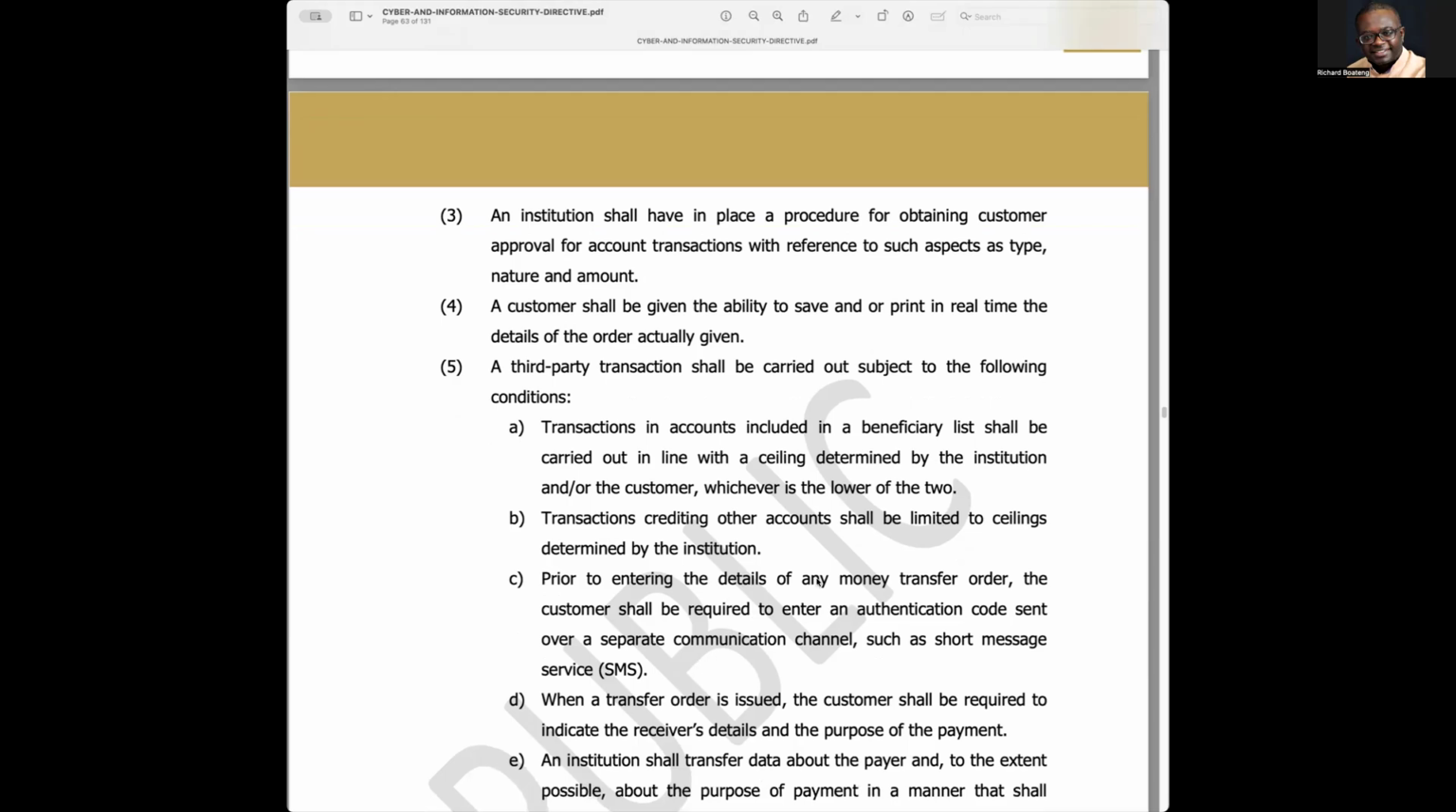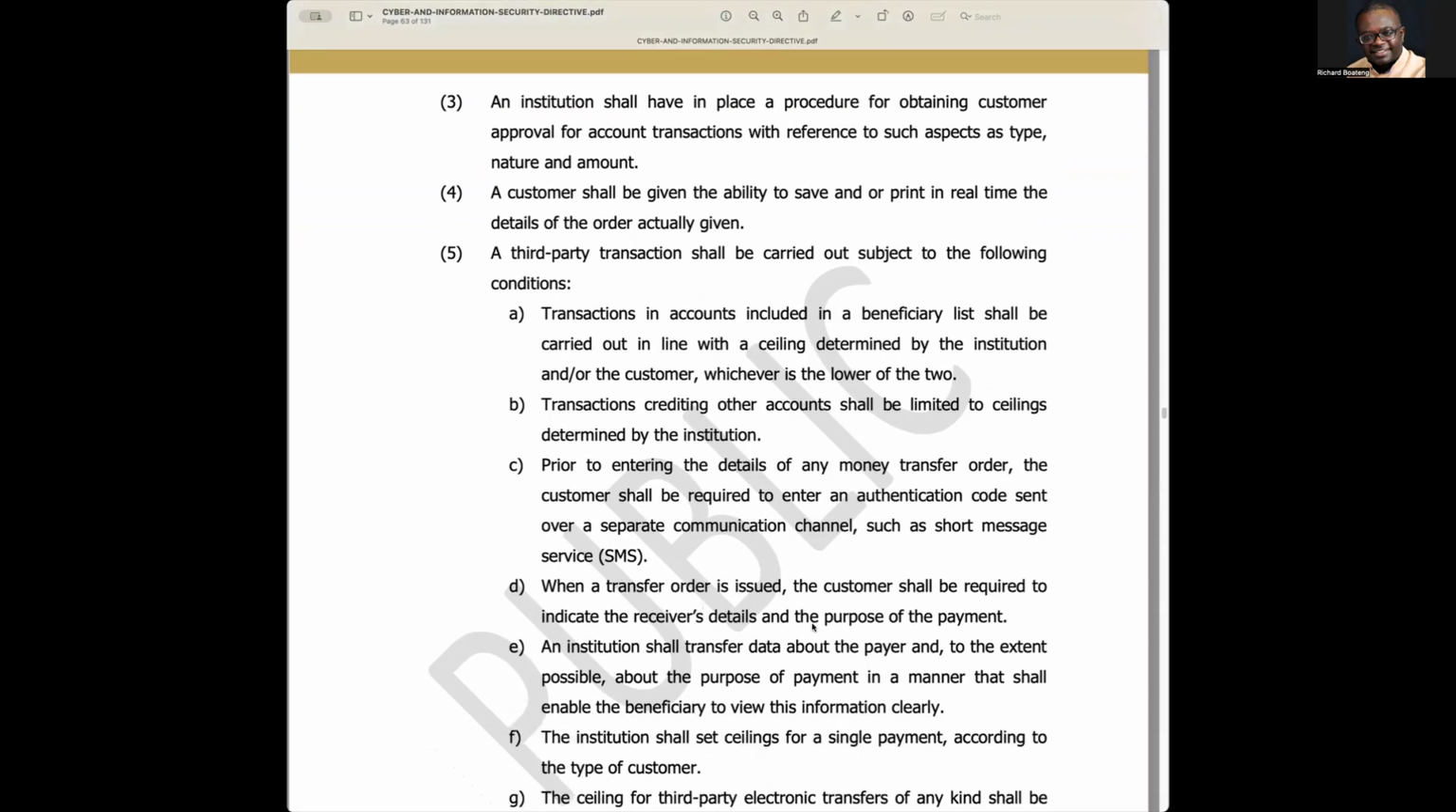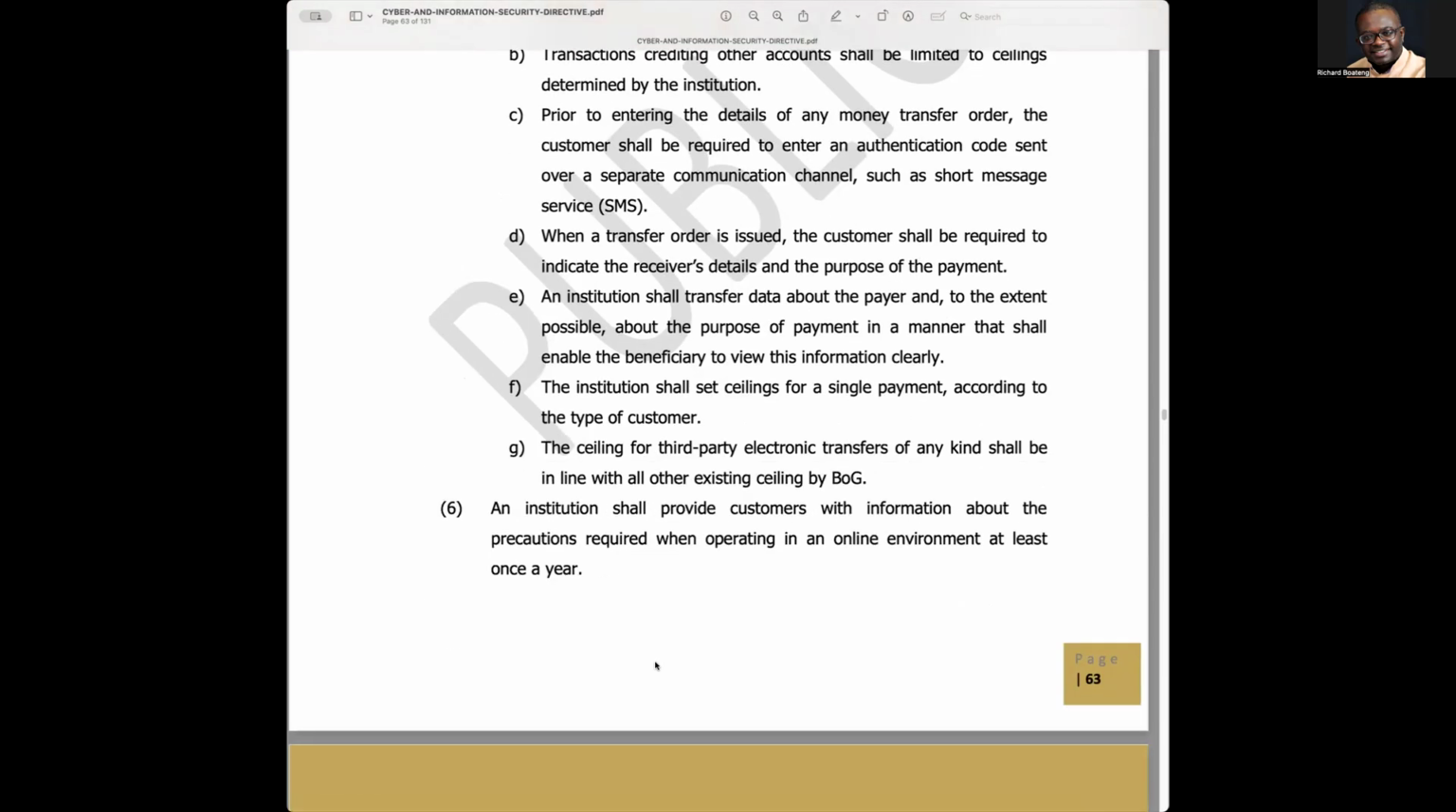Prior to entering the details of any money transfer order, the customer shall be required to enter an authentication code. That means every transfer should go with the OTP. Okay. So please, I beg you, try and check whether this is happening. It is sent over a separate communication channel, such as SMS and sometimes email. They do those two. When a transfer order is issued, the customer shall be required to indicate the receiver's details and purpose of the payment. That one is done. So all of these things are supposed to guide that.